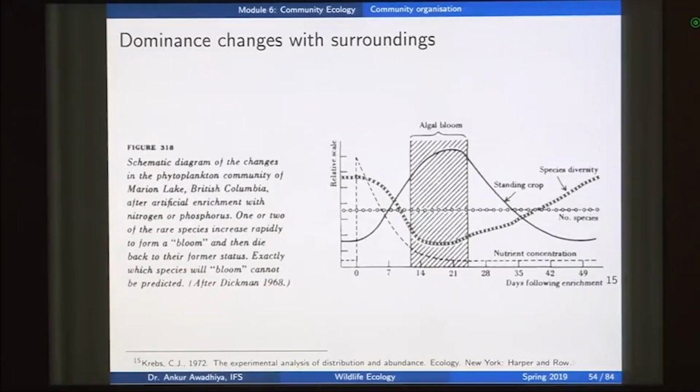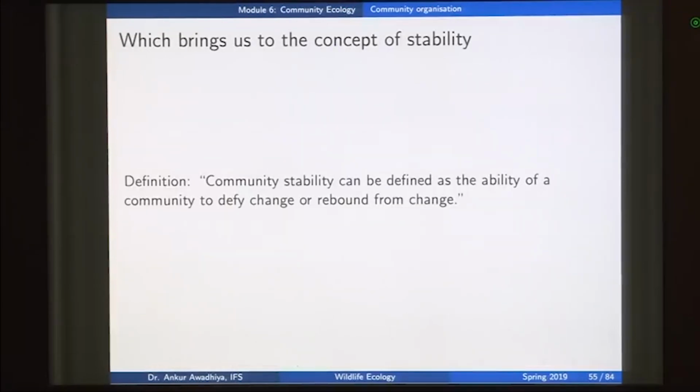Well, it is able to bring itself back to the normal because we have this concept of stability of different communities. So community stability is defined as the ability of a community to defy change or to rebound from change. So there can be certain situations in which a community is defying the change. What do you mean by defying a change? That is, if there is a change, a community is able to resist the change, or if it suffers from a change, then it is able to rebound from the change.